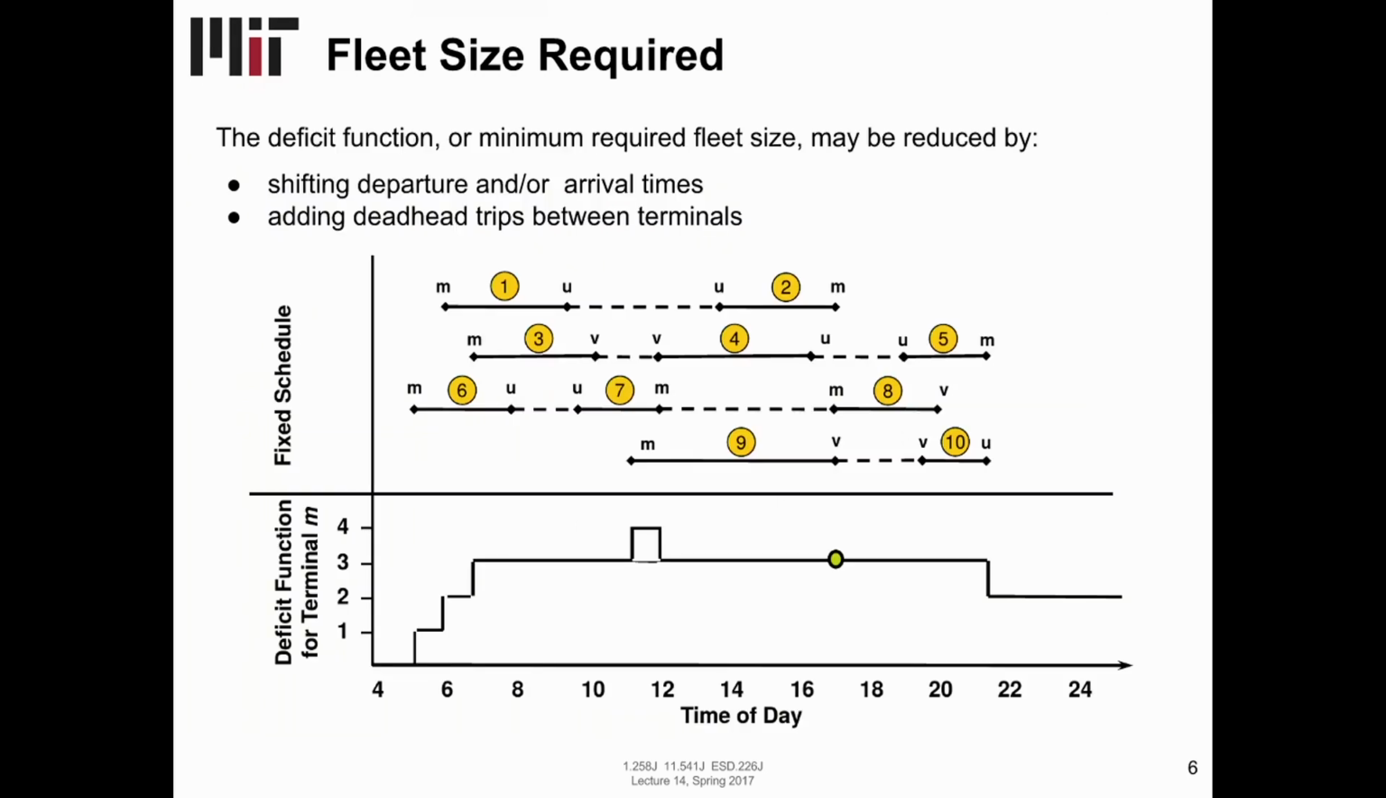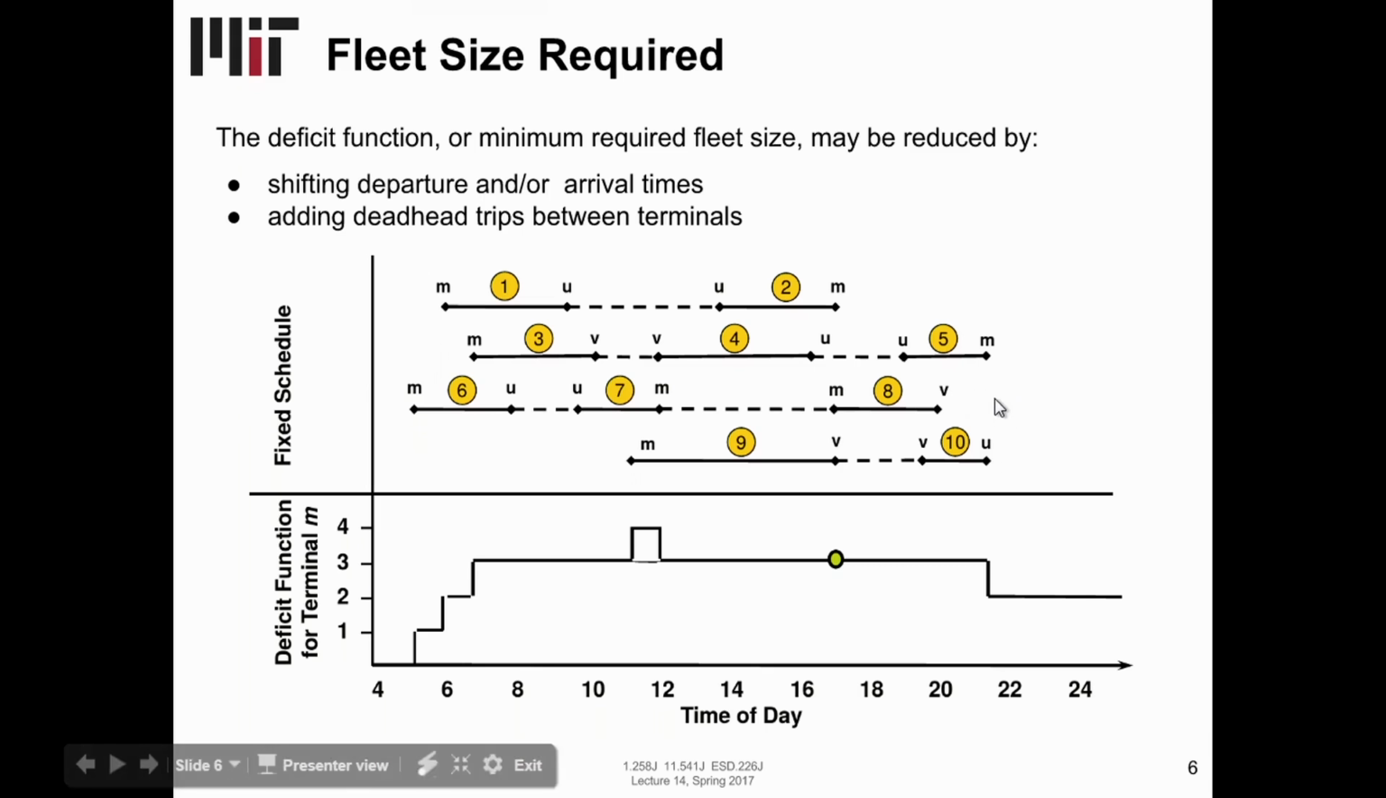So in this figure, on top, we see different trips that are scheduled. Each trip is identified with a number and a pair of terminals. For example, trip 1 starts from terminal M and ends at terminal U. And as you can see, these trips all start at terminal M. Some of them go to U, some of them go to V, and there are also trips between U and V, and some of them come back to M again.